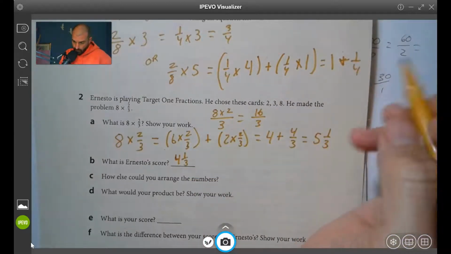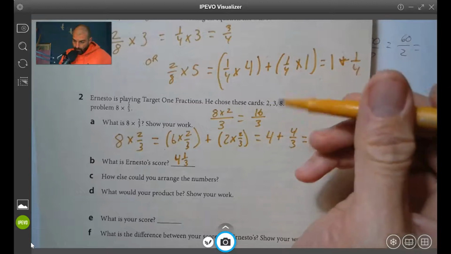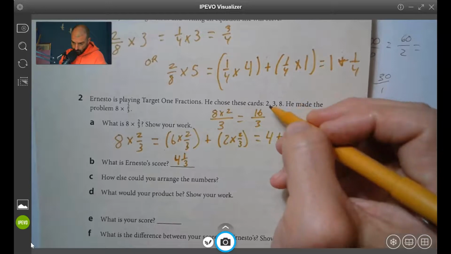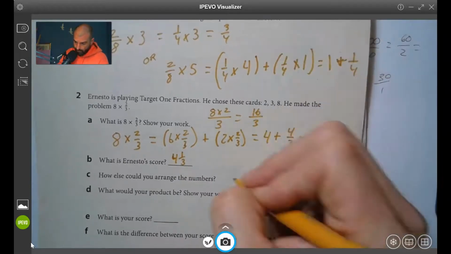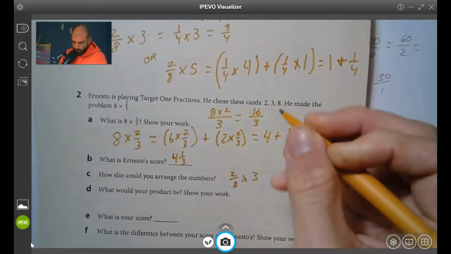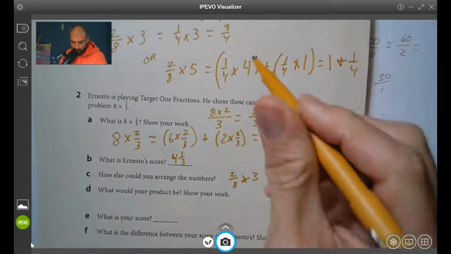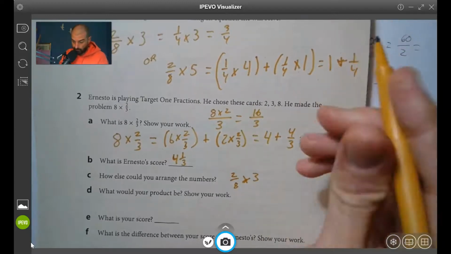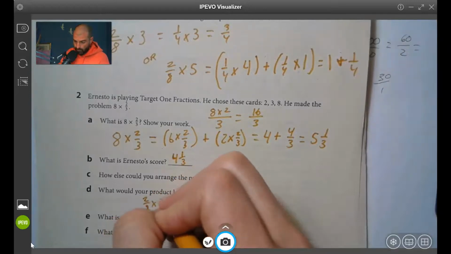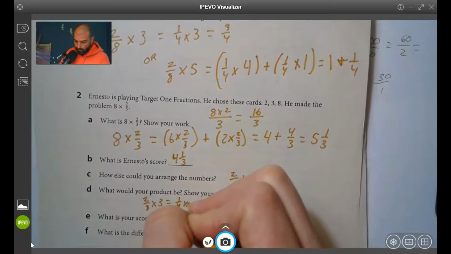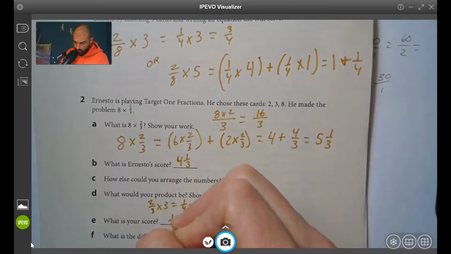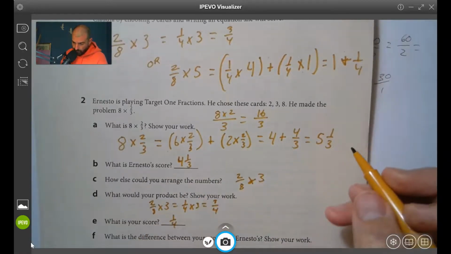How else could you arrange the numbers? Let's see. What's a better way to go about doing this? 2/8, 1/4 of 3. We figured that out up there. I would do that too. 2/8 times 3. I already did all that work up there. Maybe that's why I did all the work, because I knew it was coming. I didn't, I promise. So again, 2/8 of 3 is the same thing as 1/4 of 3, which is the same thing as 3/4. What is our score? Our score is 1/4.